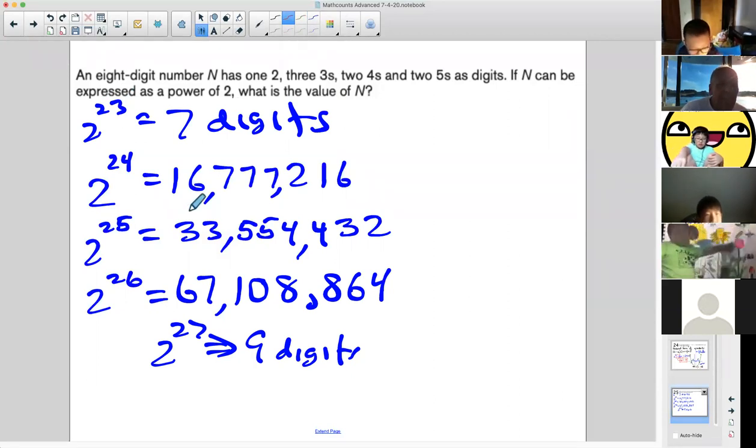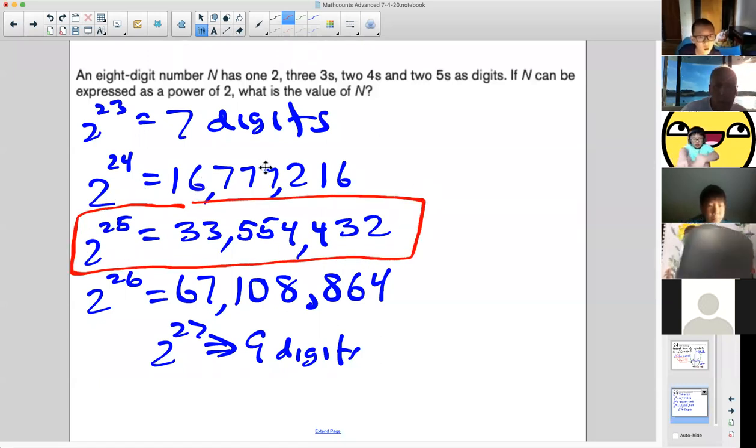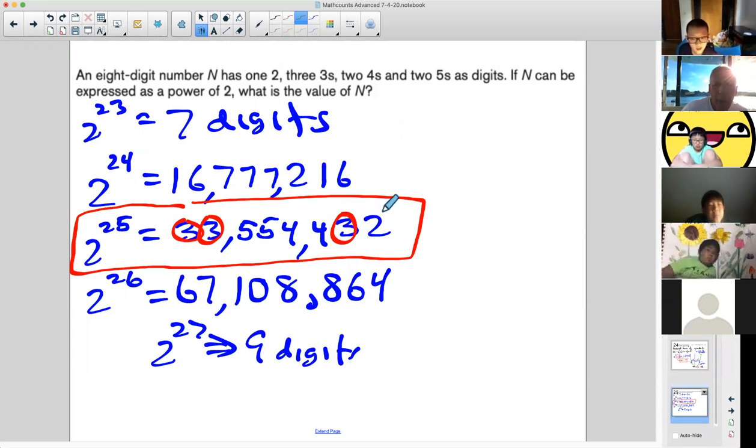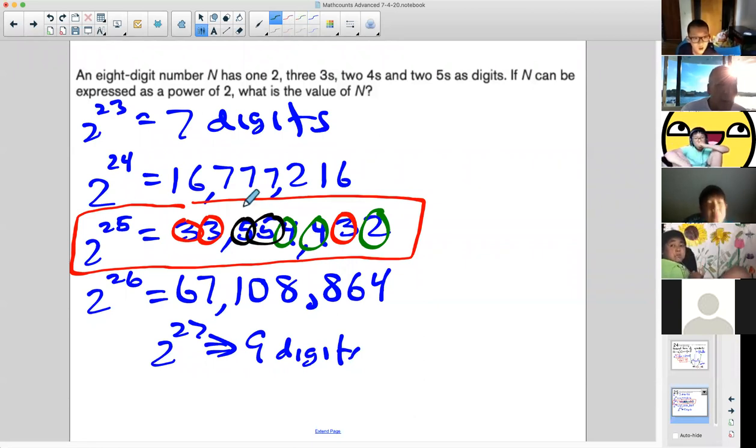Andreas, how do you know that? It's because there's three 3s, there's two 5s, there's two 4s, and there's one 2. Yeah, very nice. So guys, this is one of those great problems where you really have to use your calculator and say, give me those 8-digit powers of 2. Because frankly, there's only 3 of them.